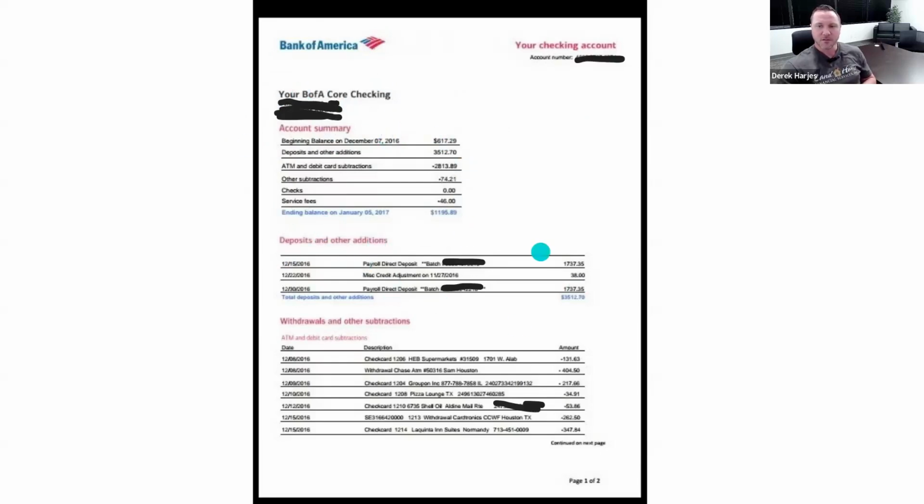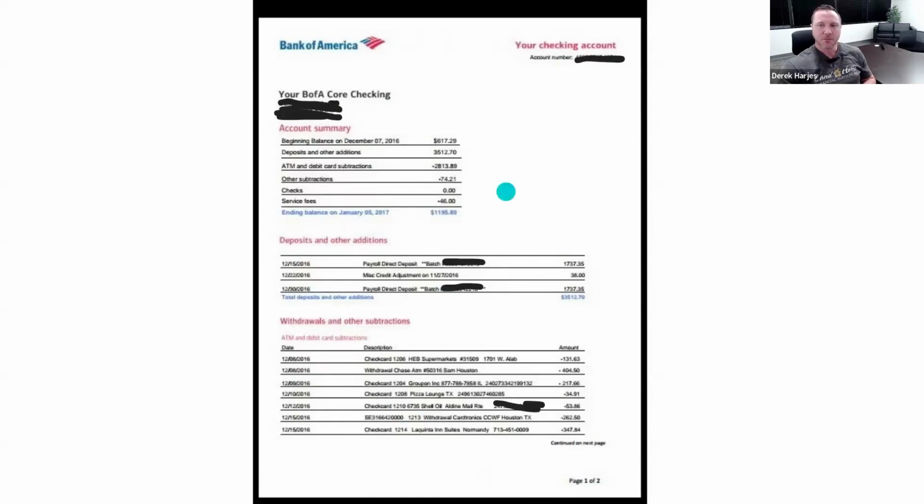It's got some deposits listed here. Now, here's the key. If you look at the bottom, it says page 1 of 2. That means there's 2 pages. I need the second page as well, okay? Even if it's blank, I need the second page. Because it says 1 of 2, I can't be missing any pages, okay?